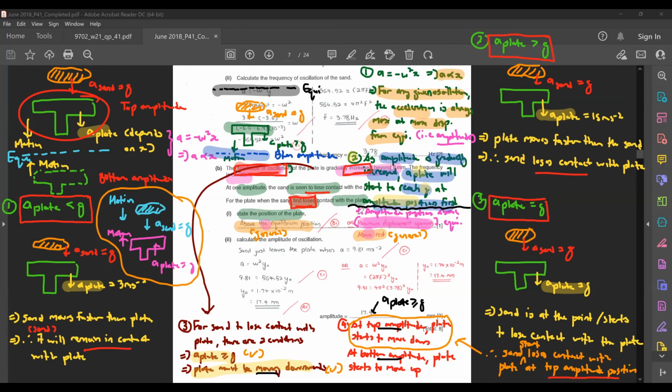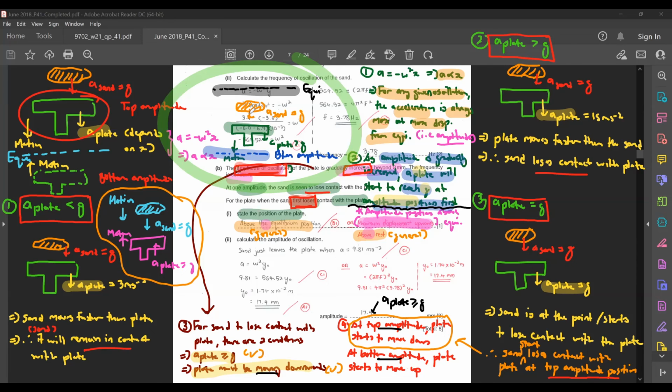Now, if you go and increase your amplitude even further, such that your acceleration is even larger, no doubt you have a case that looks like this. Before you even reach the bottom amplitude position as your plate is moving down, you could have a case where your plate acceleration is more than g itself. So your sand could also lose contact below the equilibrium position. Some students, if they think too much about it, could say, why must it be above equilibrium? It could also be below equilibrium.